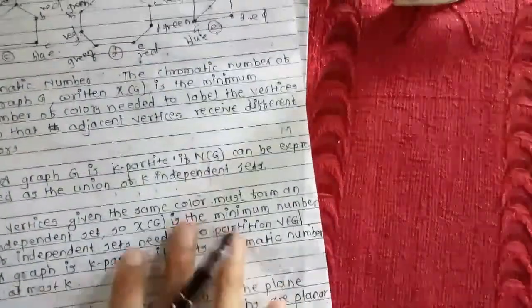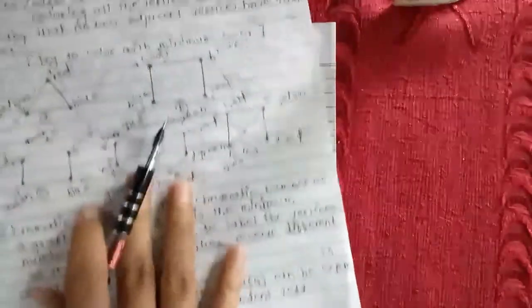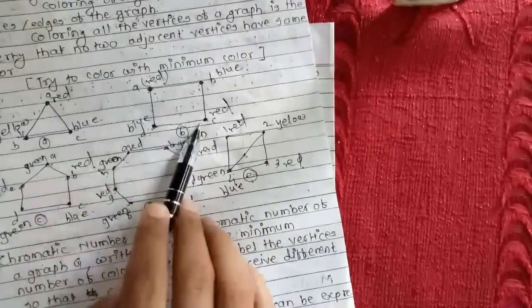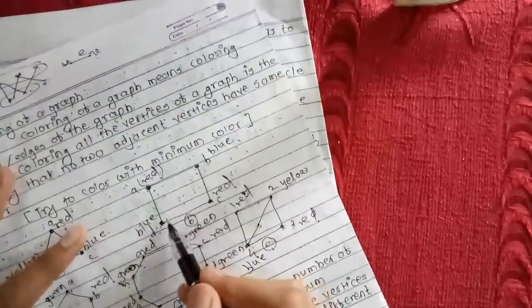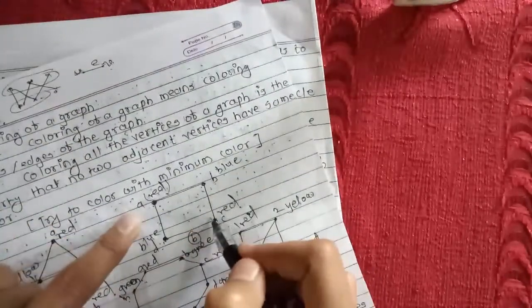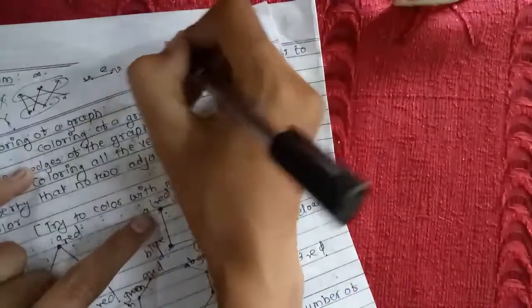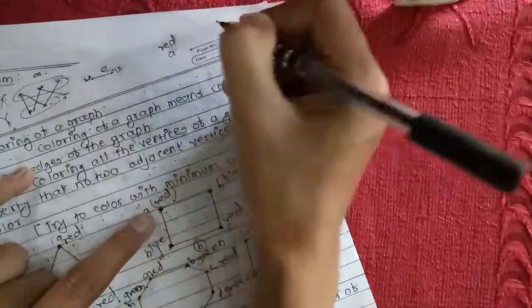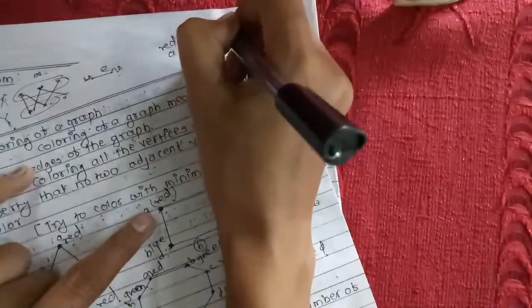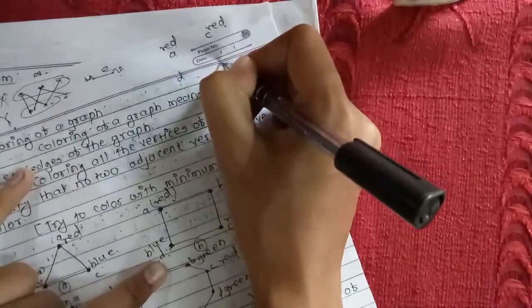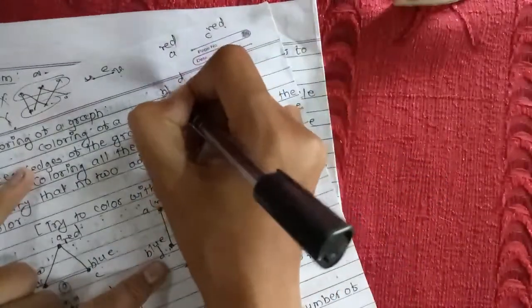So here we can observe from these examples that the chromatic number of this graph is 2, right? If we observe the colors here, two colors are required, red and blue. If we give red color to A and also red color to C, right? And blue color for D and B, right? Here blue.